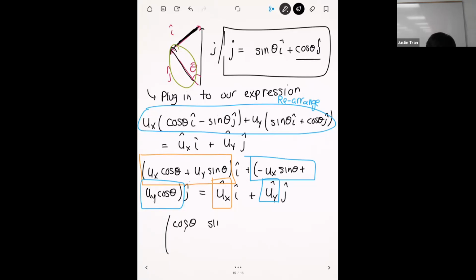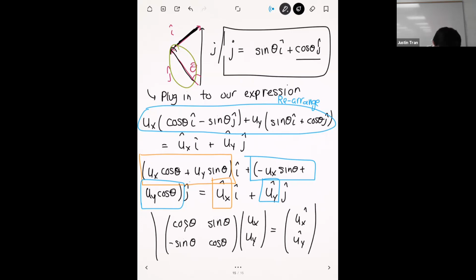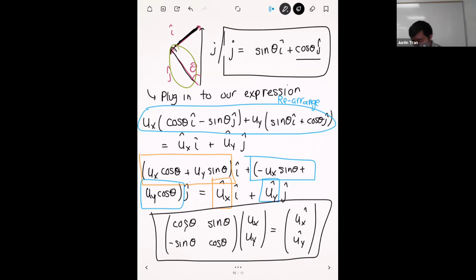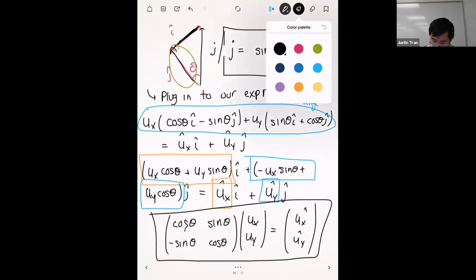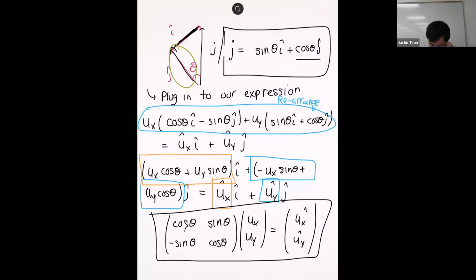sine theta, minus sine theta, and cosine theta, times ux, uy, is equal to ux hat, uy hat. Okay. Right, and then we're going to box this equation right here. And so the key to this whole operation is this matrix right here. And this matrix right here is known as our transformation matrix.